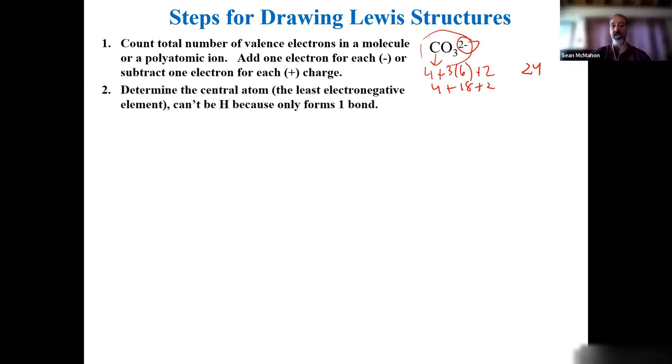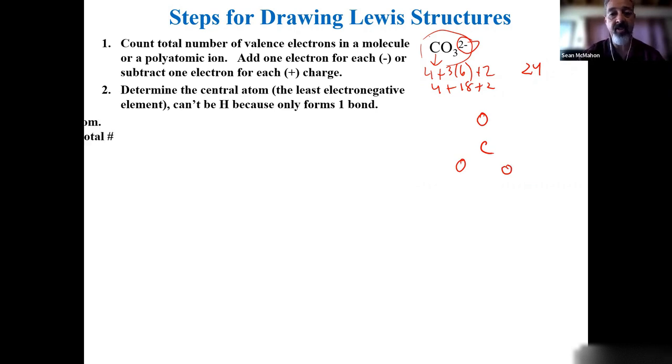Step 2, determine the central atom. So carbon is the least electronegative element. I'm going to be talking about electronegativity in today's lecture. Basically, carbon is more metallic. So you're more electronegative if you're more non-metalish. Not that that's proper, but you're less electronegative if you're more metallic. So carbon is more metallic. Again, hydrogen can never be a central atom, but we're going to have carbon as a central atom, and I know that I'm going to have oxygens on the outer atoms, okay?